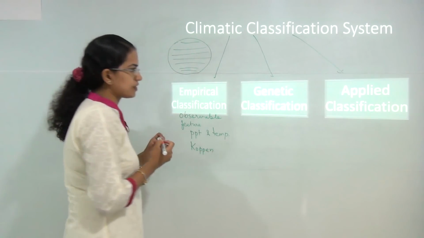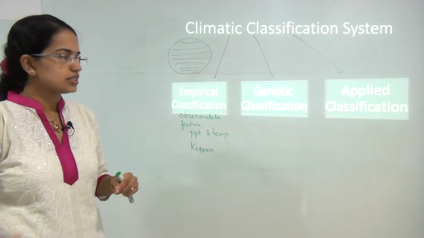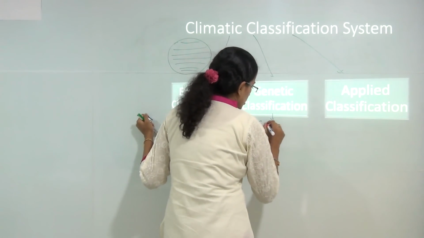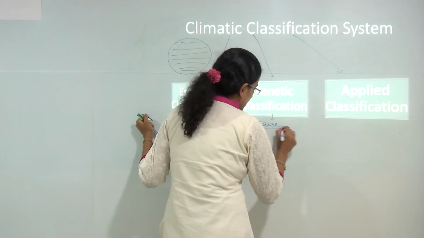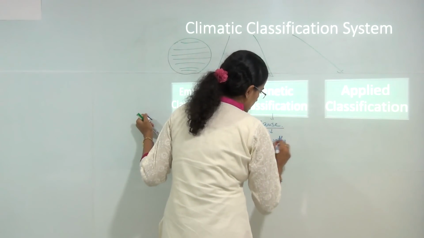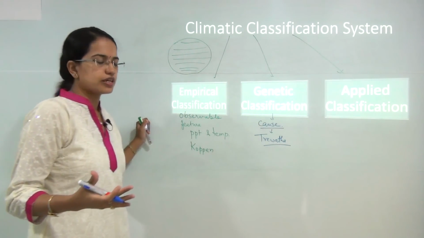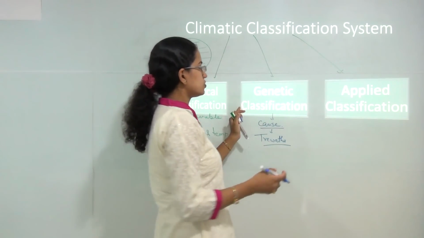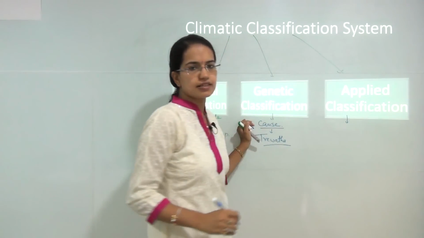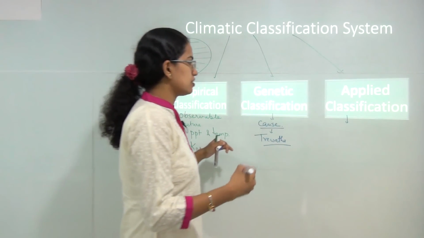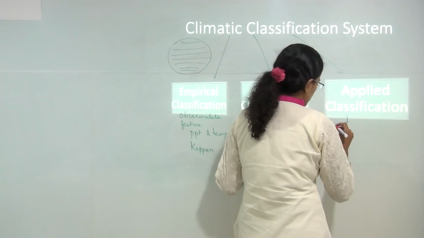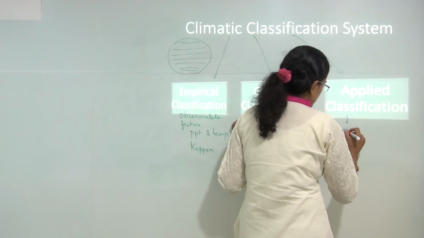The next classification is the genetic classification. The genetic classification focuses on the cause, and the main idea was laid down by Trewartha. It talked about the implications of solar radiation and pressure differences. So that was under the genetic classification, and finally the applied classification, where the application of the process of classification was discussed, and this was laid forward by Thorndike.